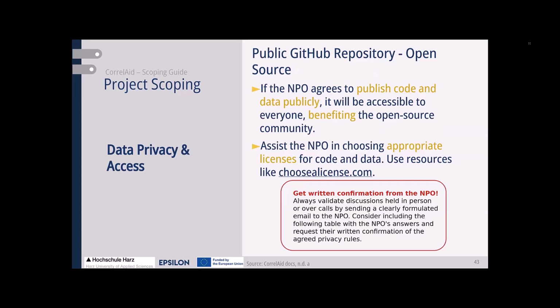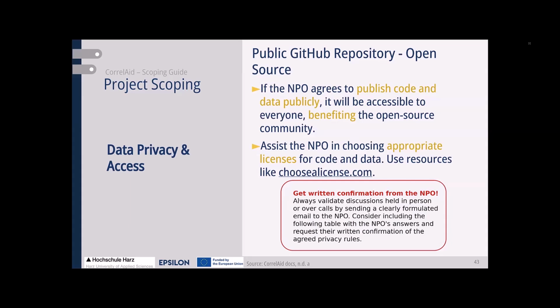So therefore, the GitHub repository is the open source SharePoint in order to provide the knowledge to your peer group, but you can also restrict the access privately, and you should align this typical data storage with the organization itself.